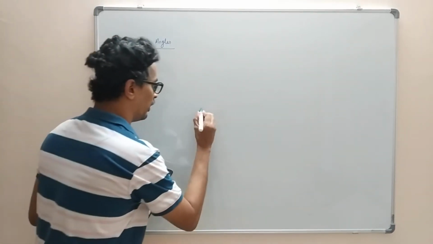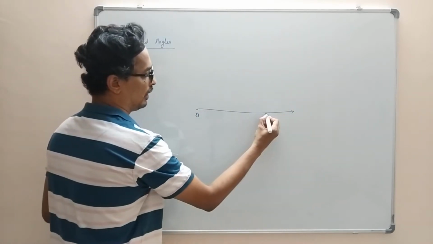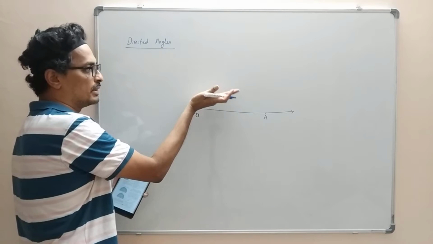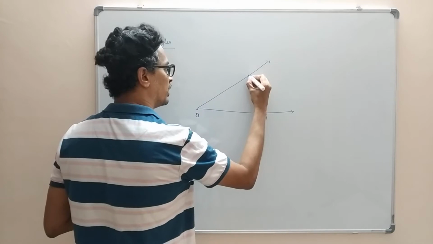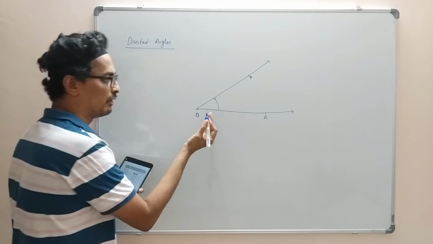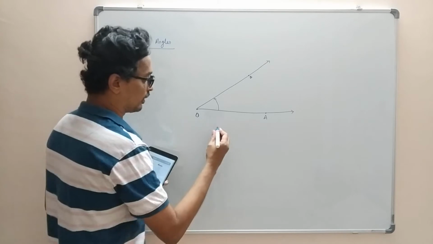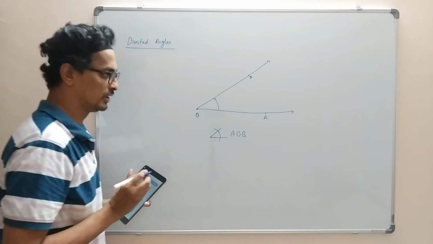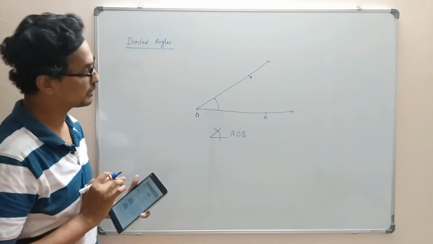Let us have a ray, that is OA. Let OA be a ray. If I rotate this ray by a certain angle to a new position, that is your OB, then this angle by which your original ray OA is rotated to the new position OB is called your directed angle. And how do we denote it? Angle AOB. So this is your directed angle. The rotation is always shown with one angle symbol and then the arc we have to put.